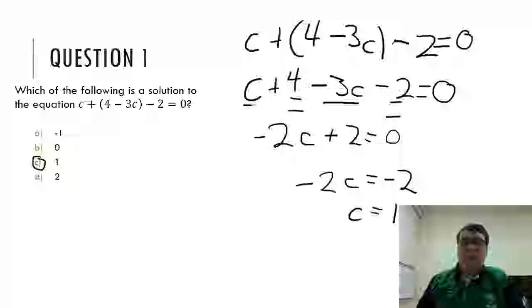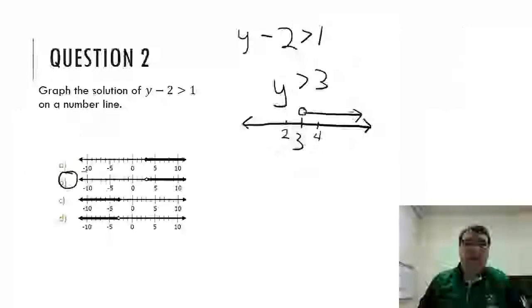And then we can simplify for c by moving that positive 2 to the other side, and then dividing by negative 2, the coefficient value. So negative 2 divided by negative 2 is going to be 1. So our answer choice here would be C. All right, let's try moving on to the next one.